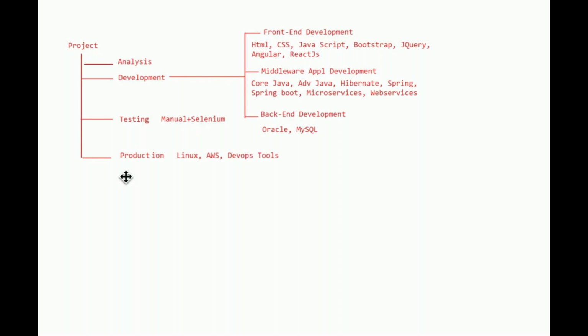After that, production, in the sense of submitting our project to the client. At the client's place, we have to deploy the project, monitor the project, and maintain the project. There are three things we are going to do at production: deployment, monitoring, and maintenance.